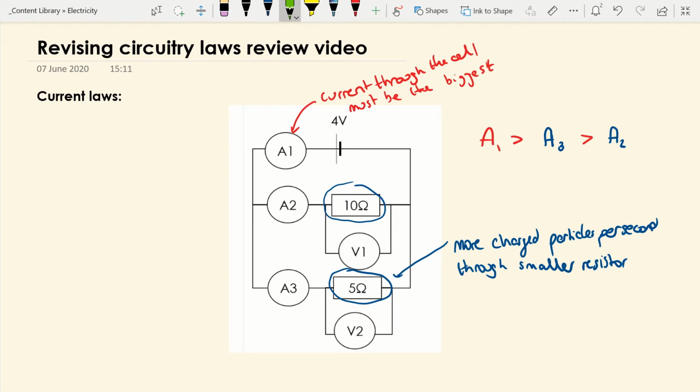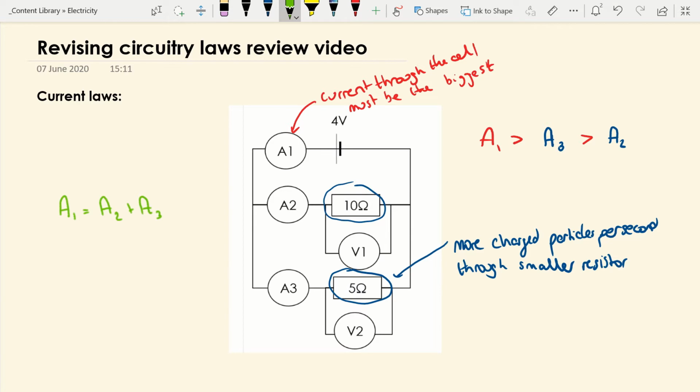In terms of a law that they follow, we should find that A1 is going to be equal to A2 plus A3, because we're not losing any charged particles anywhere. So, let's say 10 charged particles per second are going through A1, and then we might have 6 going through A3. That would mean that 4 had to be going through A2. So we're not losing or gaining any charged particles. That's why we're following this law that you can see here.